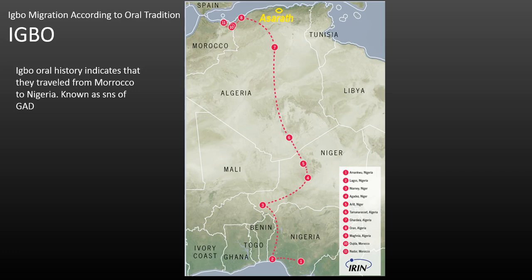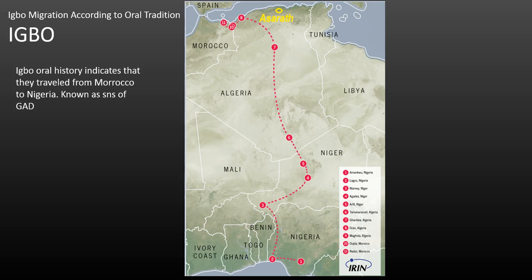So the Igbo oral history indicates that they traveled from Morocco to Nigeria, known as the Sons of Gad. So just like the Sons of Ephraim, they left Morocco and went to the Nigerian area. So this was a hotbed of Hebrews, right? The Nigerian, Benin, Togo, Ghana, Ivory Coast, Mali, Niger, a hotbed of Hebrews. And they all went to this area at some point in time, just like the Zohar indicated.